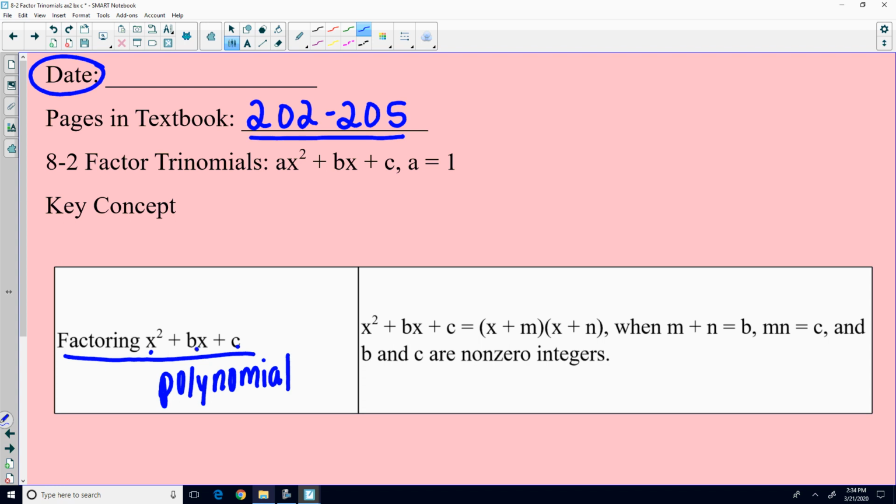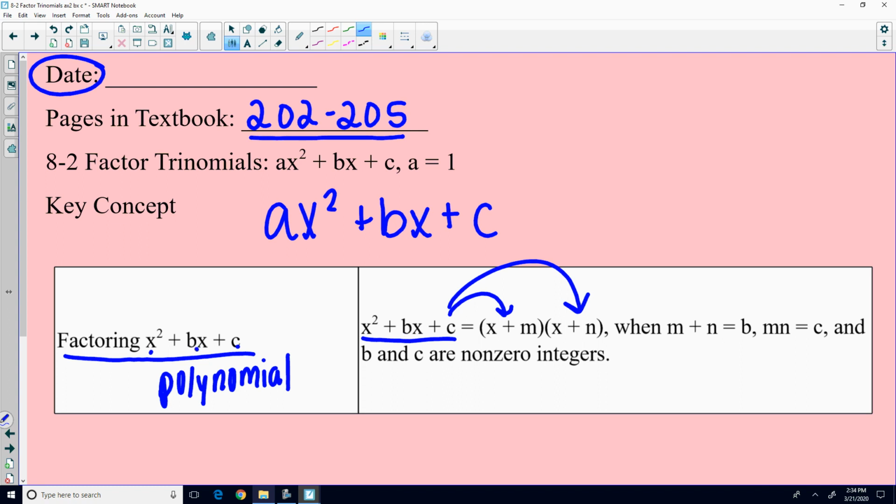We're going to take that polynomial answer and turn it back into the things we would have FOILed or box method in order to get that trinomial answer. So we're working backwards today. Our form is going to be ax squared plus bx plus c. That is super important for you to memorize and know and write down. It's going to be all over everything today.